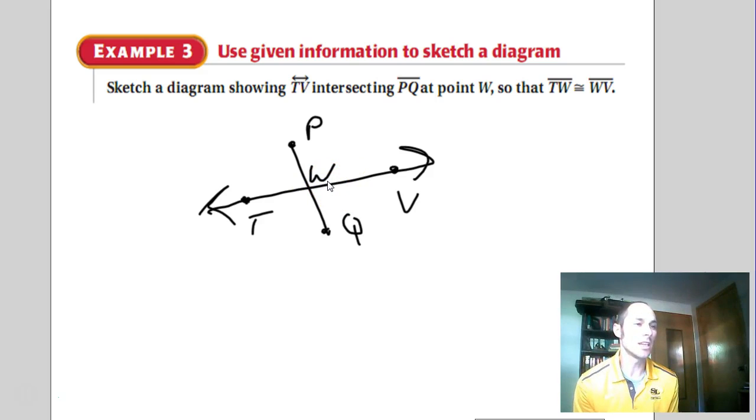Okay, so to indicate that that length is the same, even though it appears that it might not be, remember I need to put the tick marks in here to show that segment TW is congruent to segment WV. So since we can't assume anything, we need to include all the measurements to show that those segments are congruent.